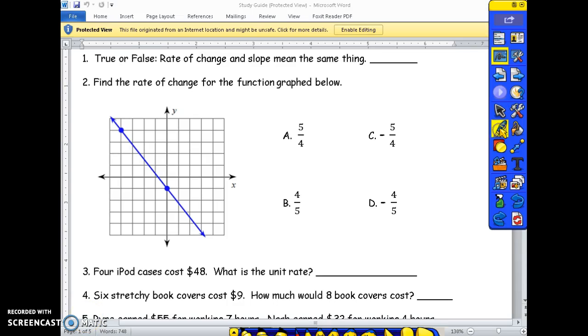Unit 5 Study Guide. Number 1, true or false? Rate of change and slope mean the same thing. That is true.